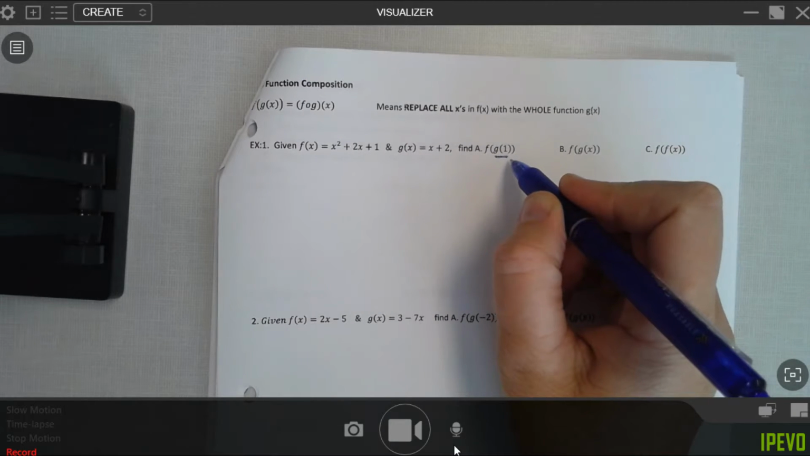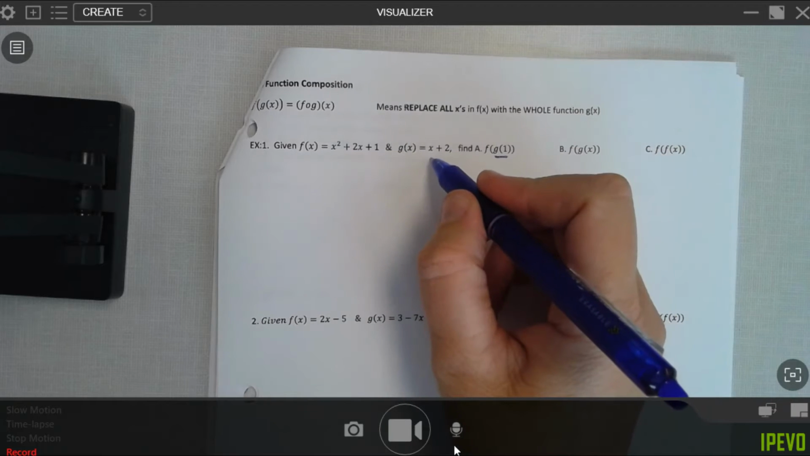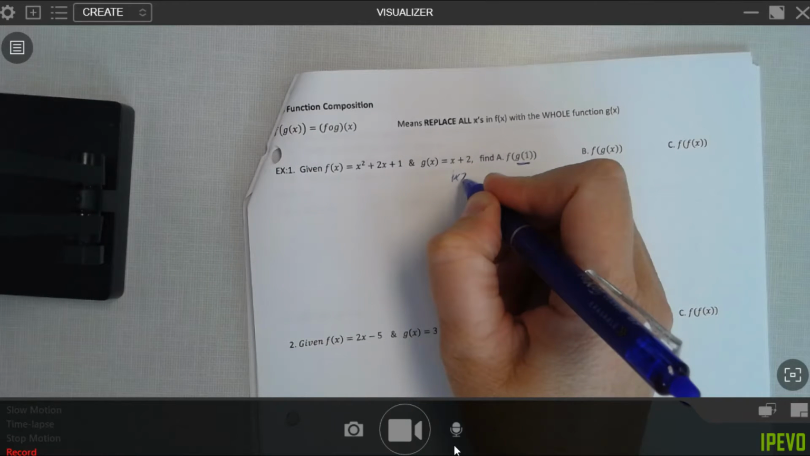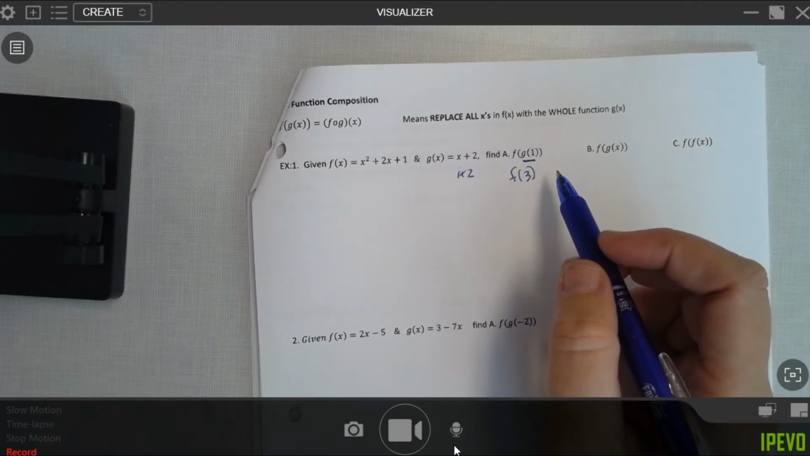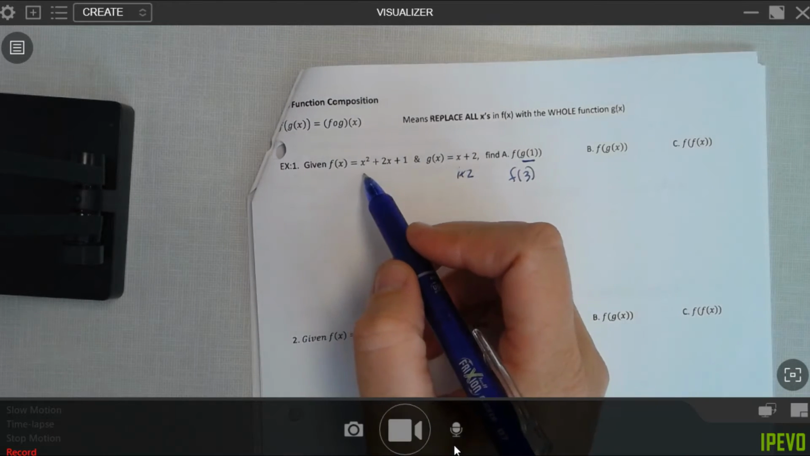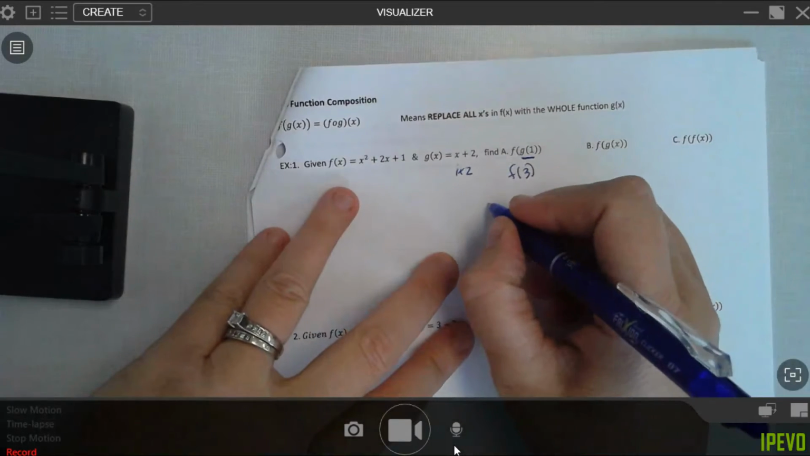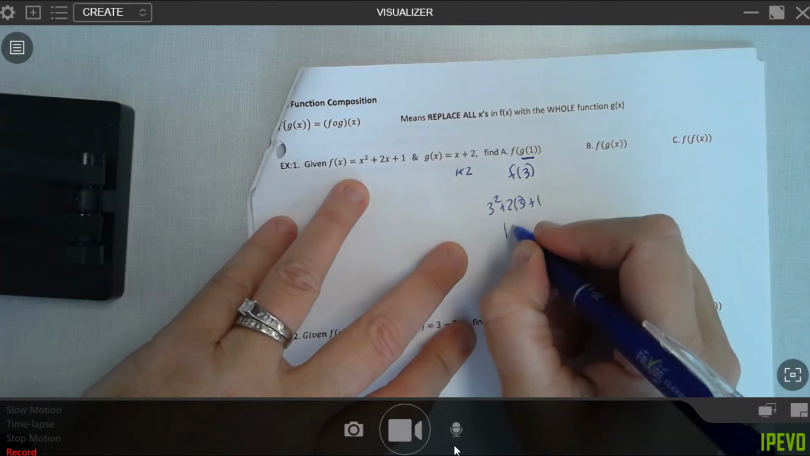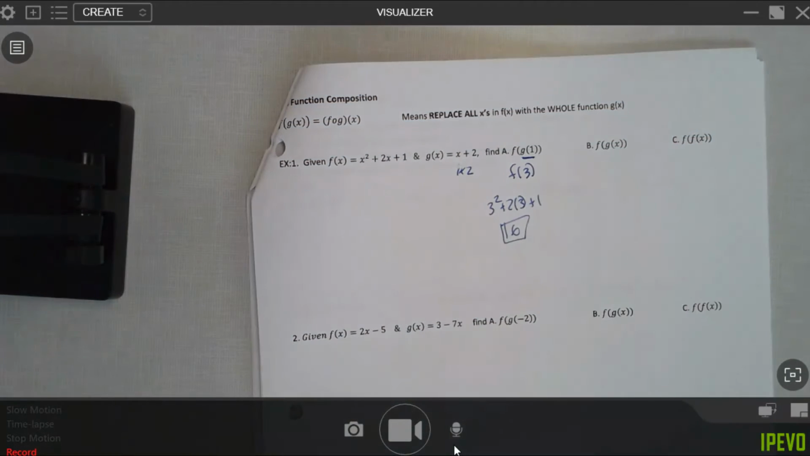So we got to do g of 1 first. So I'm going to put 1 in here. So you do 1 plus 2, it gets you 3. So now you're saying, what is f of 3? So f of 3, sorry, it's freezing on me. F of 3, you plug 3 into the f function. So I'm going to do 3 squared plus 2 times 3 plus 1. So 16.